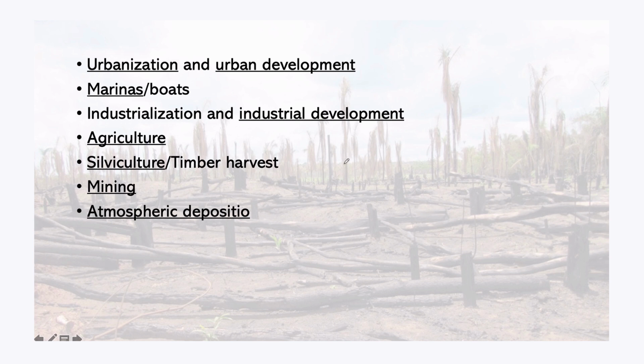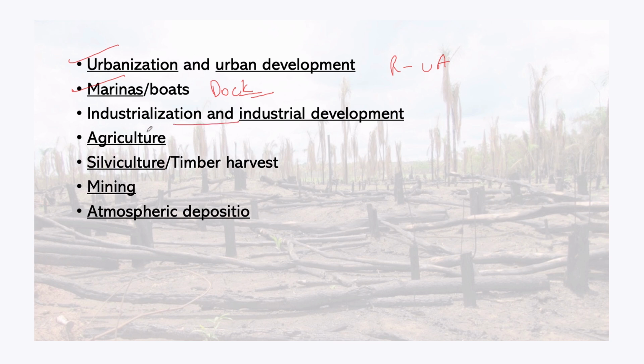For example, urbanization and urban development. It refers to the population shift from the rural areas to the urban areas, the gradual increase in the proportion of people living in urban areas. Then marinas or boats. A marina is basically a dock or a basin with moorings and supplies for yachts and small boats. A marina differs from a port in that a marina does not handle large passenger ships or cargo for freighters.